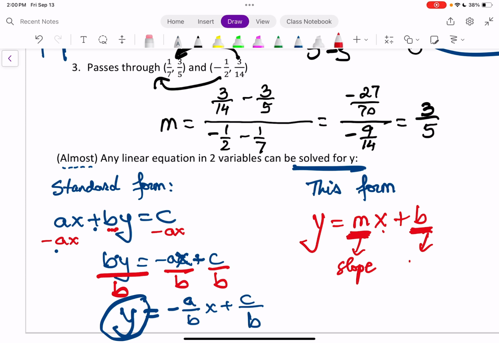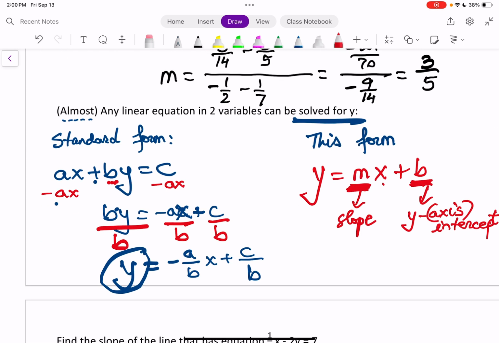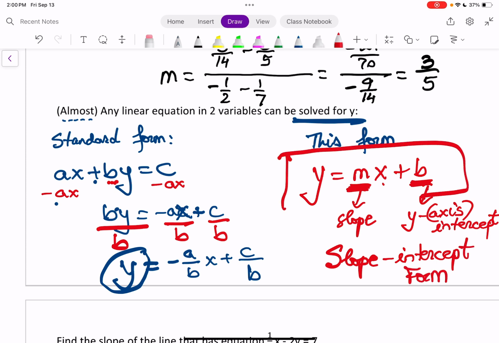And this b value stands in for the y-axis intercept, which we usually call the y-intercept. And we call this the slope-intercept form. And it's so important, we're going to use it so many times that I'm sure it will stick to your brain if it hasn't already, because you remember it from other algebra classes you might have done.